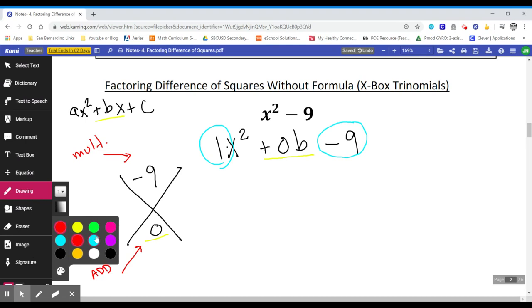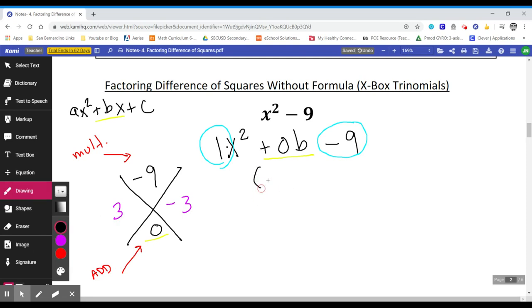If you said positive 3 and negative 3, that is correct. 3 times negative 3 would multiply to negative 9, but then 3 minus 3 would cancel out and you would get a 0. So this is actually the correct combination. And then you would do your factored form.